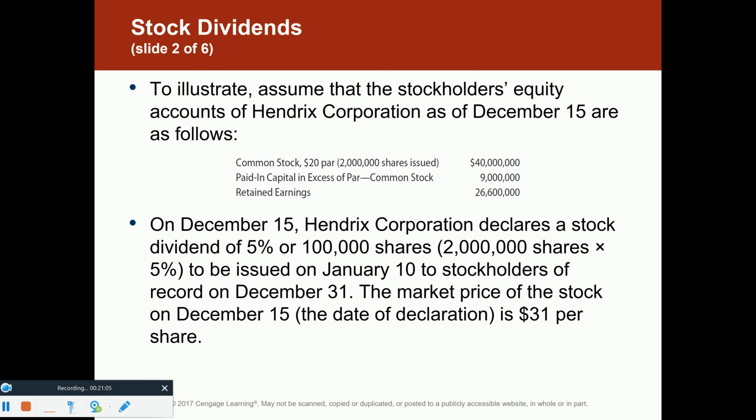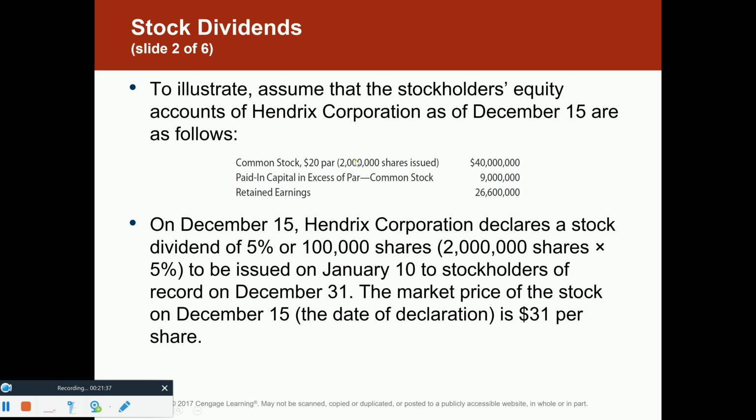Here's the illustration. Hendricks Corporation, as of December 15th, they have $40 million, which are basically 2 million shares issued times $20 par in common stock. They have some paid-in capital, and they also have retained earnings. These are their equity accounts. And on December 15th, they've decided to declare a stock dividend of 5%. All right, 5% of $2 million. I'm sorry, 2 million shares.